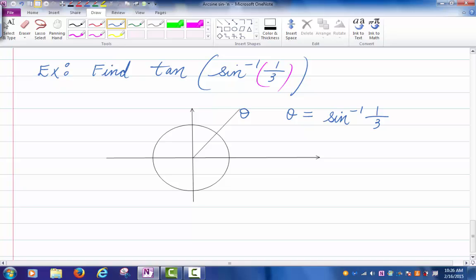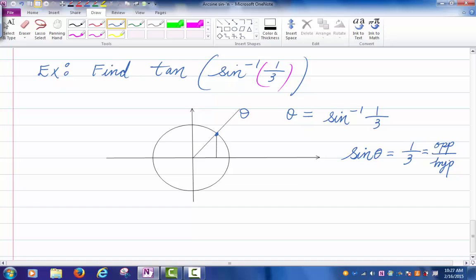Well, let me complete this reference triangle. Remember this reference triangle for theta, and I have coordinates here. So theta is sine inverse of 1/3. That simply means sine of theta is 1/3, right? Now, sine of theta is also what? The definition of sine theta is opposite over, not adjacent, opposite over the hypotenuse.